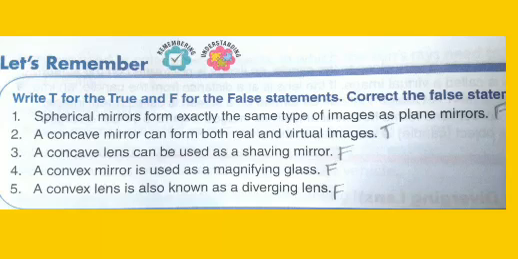Number 4. A convex mirror is used as a magnifying glass. This is false. The answer should be convex lens. Number 5. A convex lens is also known as a diverging lens. This is false. It is a converging lens.